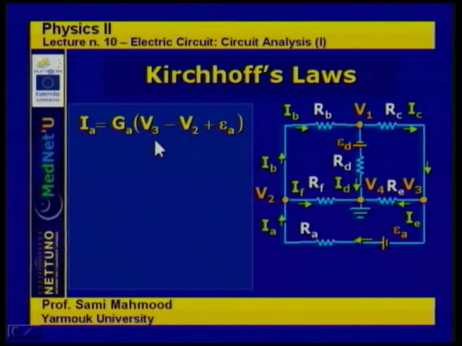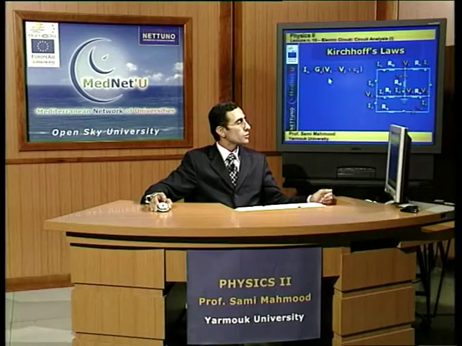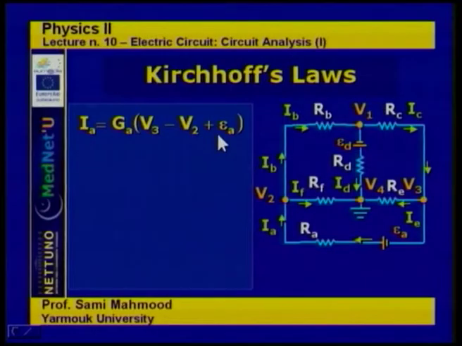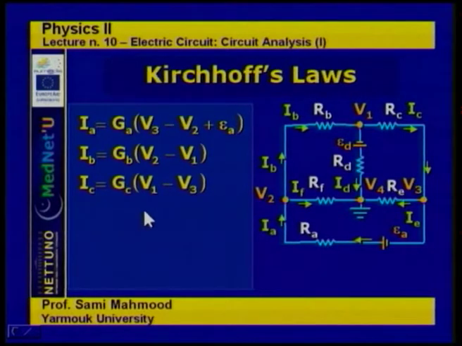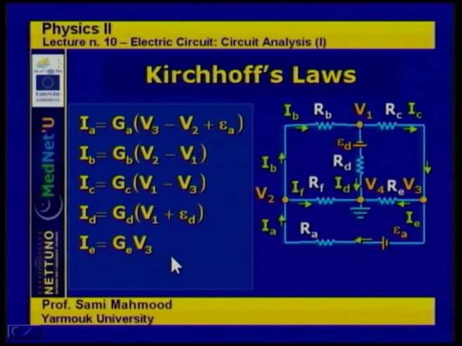So now, keeping in mind that the potentials V1, V2, V3 are known because we have solved the 3 equations, then we can determine IA is equal to GA times V3 minus V2 plus epsilon A, and IB is equal to GB times V2 minus V1, and IC is equal to GC times V1 minus V3, ID is equal to GD times V1 plus epsilon D, IE is equal to GE times V3, and IF is equal to GF times V2.